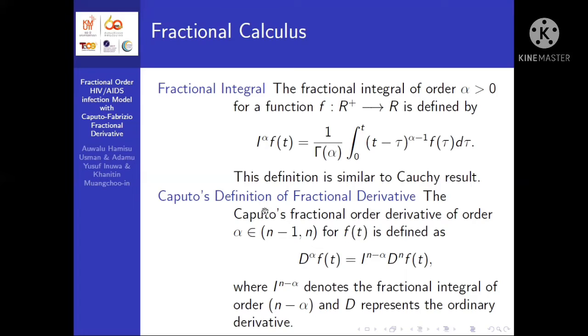So Caputo's definition of fractional derivative is given by this. Now we are trying to define a fractional derivative. It is defined by this, which says that to find a fractional derivative of order alpha, where alpha belongs to the interval n minus 1 to n, and where n is a natural number, for a function f of t, is given by this.